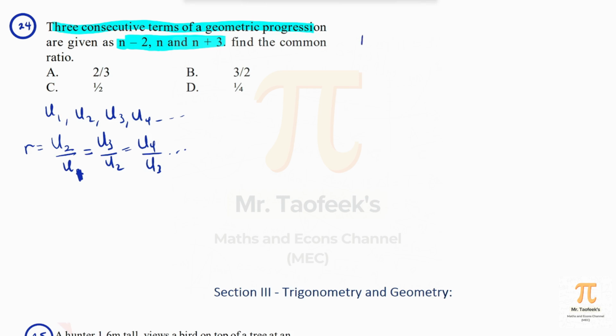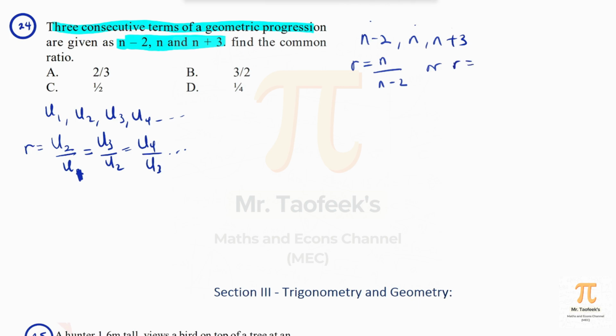So the question here says that n minus 2, n, and n plus 3 are consecutive terms. What does that mean? It means that if I want to find my common ratio, since they are consecutive terms, they are following each other. Maybe this is u2, u3, u4, or u4, u5, u6. To find my common ratio, I can just do n over n take away 2.